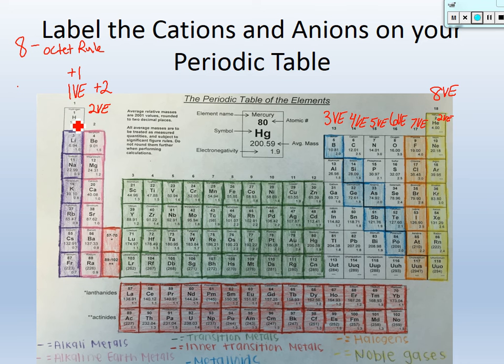All right, let's go to group 13 here. Guys, easier to lose 3 or gain 5 more? Lose 3. So if they lose 3, what charge will they have? Plus 3. So above group 13, I want you to write plus 3. All of these guys will form a plus 3 charge.